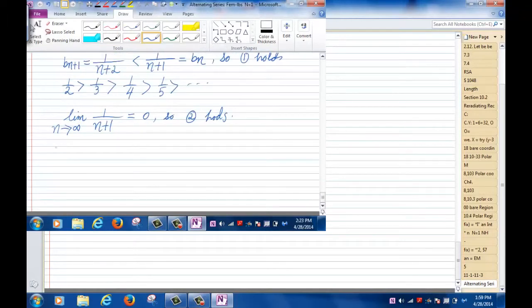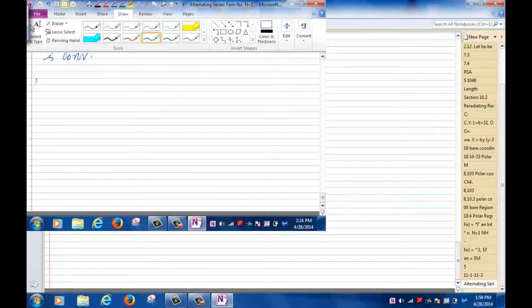And therefore, I could say by the alternating series test, the series sum of minus 1 to the n minus 1, 1 over n squared plus 1 over n plus 1, going from 1 to infinity is convergent. Is everyone okay with that? All right. Let's do one more example.